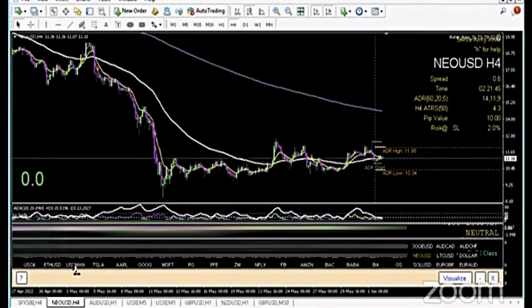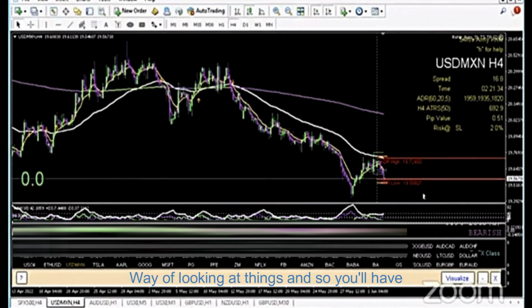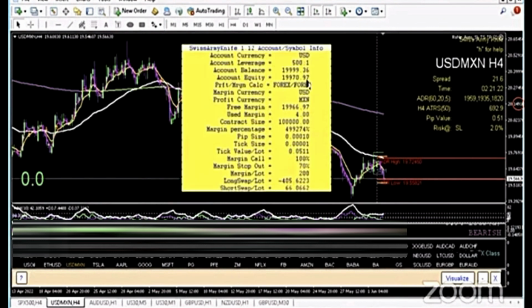Okay, now there's another thing, because there are some brokers and things that have a way different way of looking at things. And so you'll have things that have no information after the decimal point. So what do we call a pip? So Jenny, if you hit the I key, I'm showing here what is the pip size and what is the tick size.